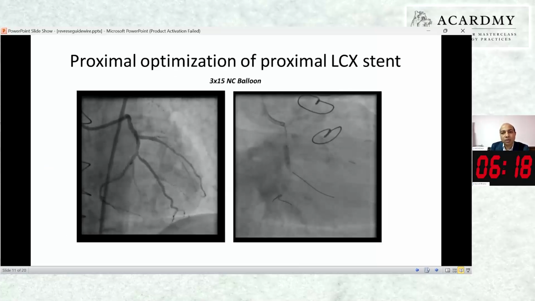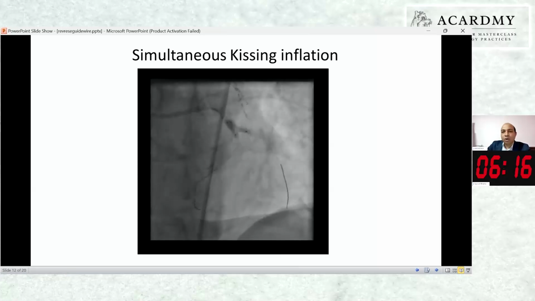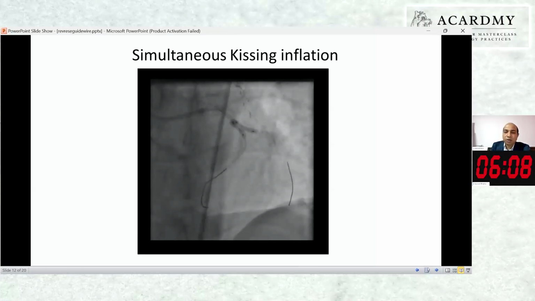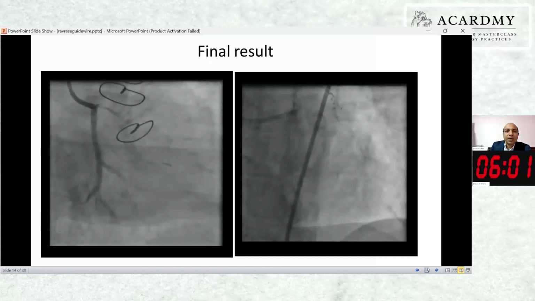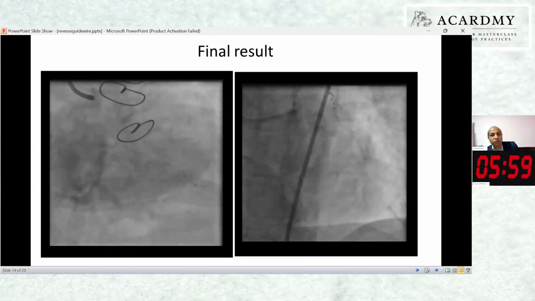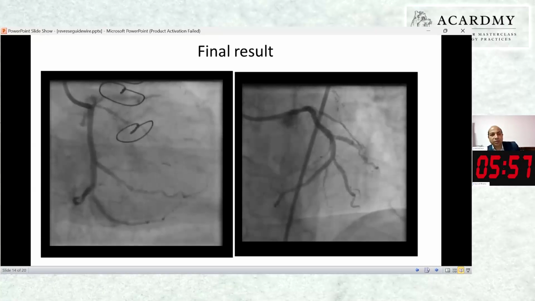After deployment, we did the POT, and after the POT, the recrossing of the OM2 branch was not that difficult because of the change of the carina. We easily crossed the lesion through the struts, and we did the final kissing inflation and final POT, and this is the final result. It's a good result. There is no dissection distally.